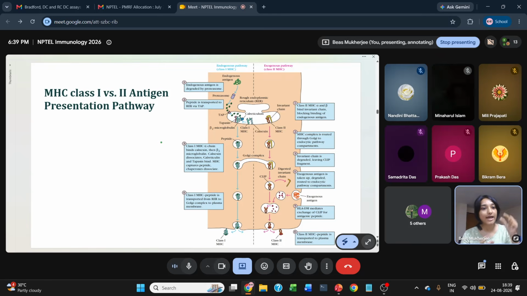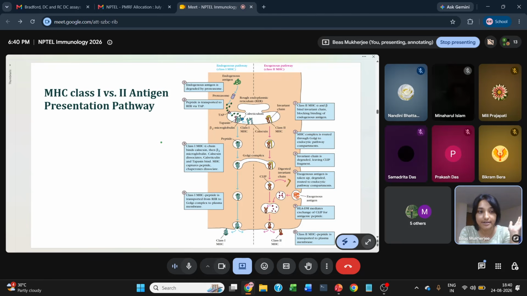This invariant chain has a very small region. We will call it CLIP. Let's say this is the MHC class 2 protein, and this CLIP region comes and binds to this peptide binding cleft. The rest of my hand is the invariant chain. This CLIP region comes and fits here. Why? So that this peptide binding cleft does not bind to any random peptides inside the cell, let's say any self peptides inside the cell. Now the MHC complex is routed through the Golgi to the endocytic pathway and compartments.